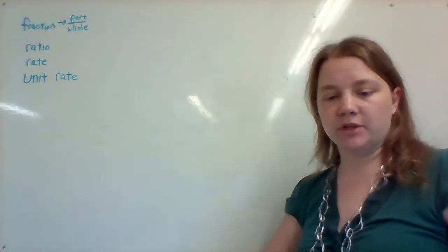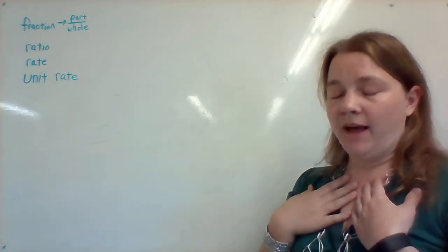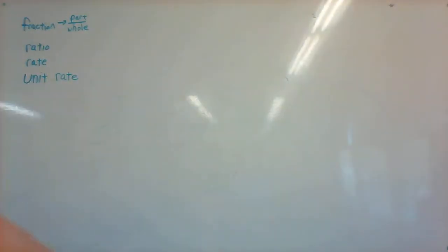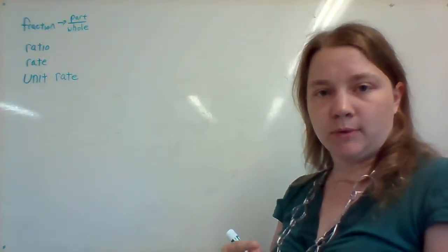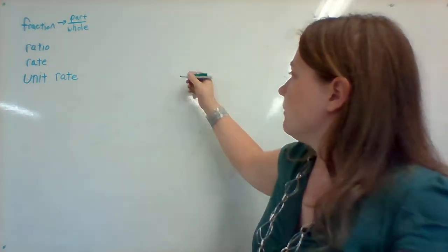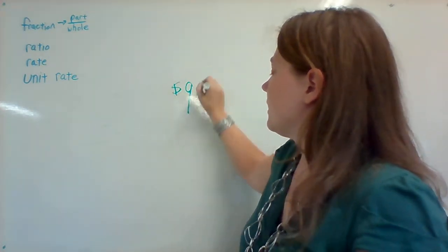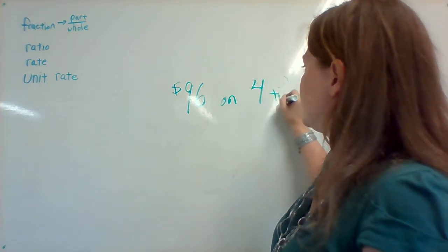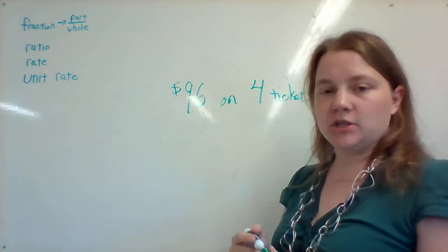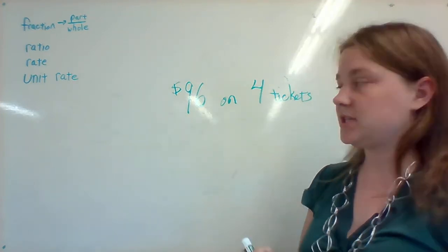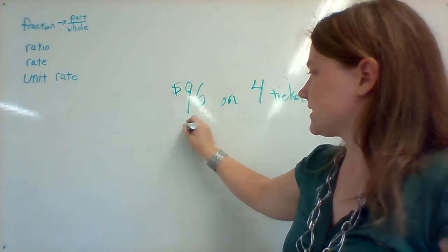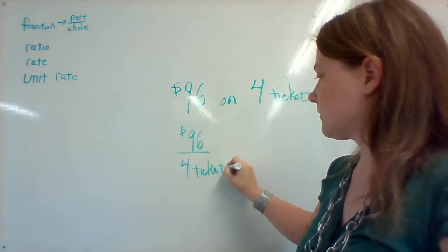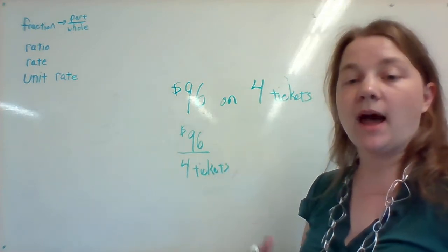One more question for you, and this one's going to talk about concert tickets. I would like to believe you're going to think of country concert tickets, but if you're thinking of something else, that'll work too. If we're going to a concert and we're bringing 3 of our friends along, we've spent $96 on 4 tickets. So what we want to know is how much did we spend per ticket? So we've got $96 and 4 tickets. Well, to figure this out, how much was 1 ticket?